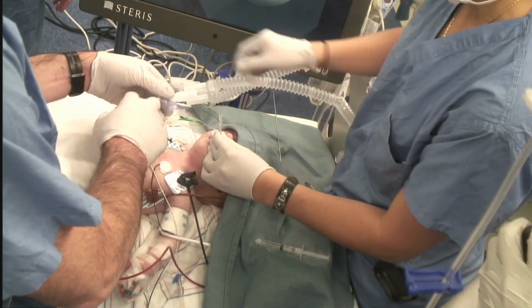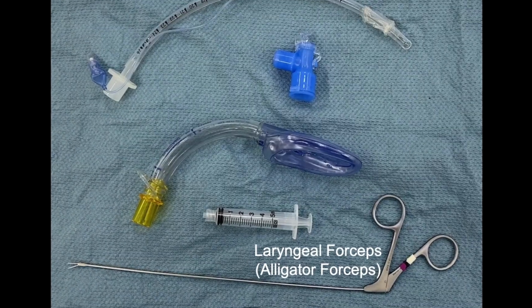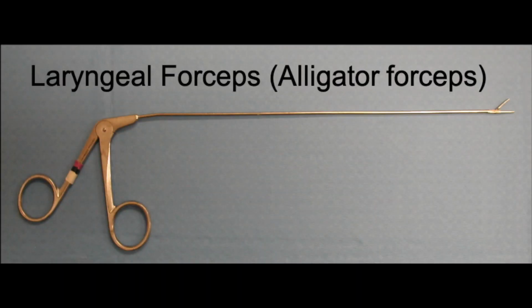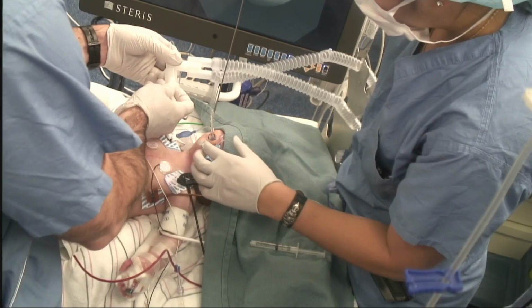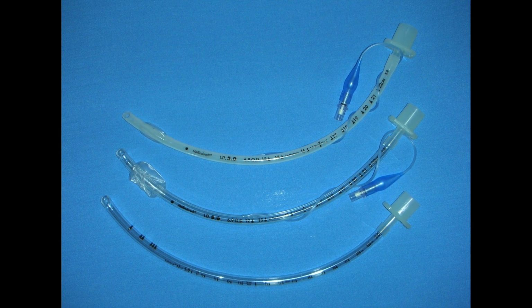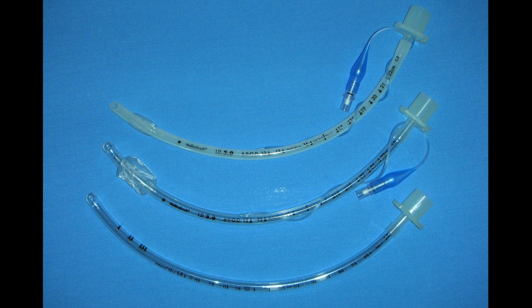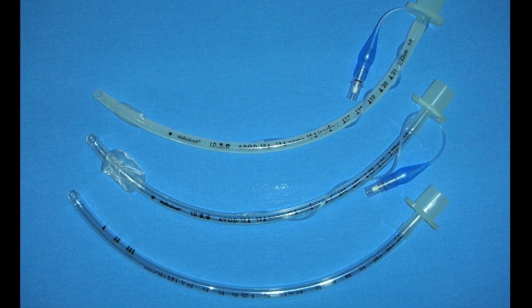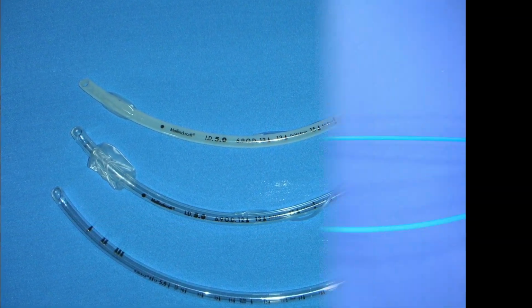We prefer laryngeal forceps, also called alligator forceps, as it offers a firm grasp of the tracheal tube that is manually controlled by the provider. This equipment may be obtained from our otolaryngology colleagues. Our next preferred method is using two tracheal tubes. The stabilizing tube should be uncuffed and can be the same size as the intubating tube.